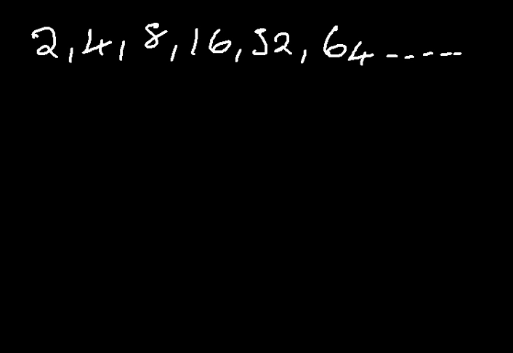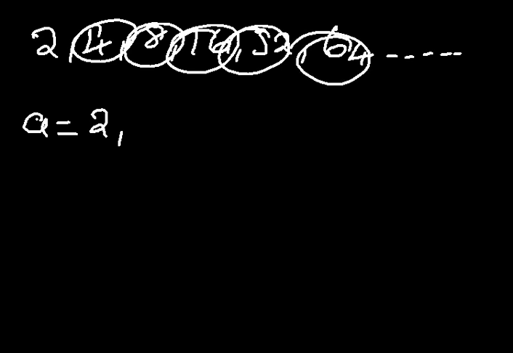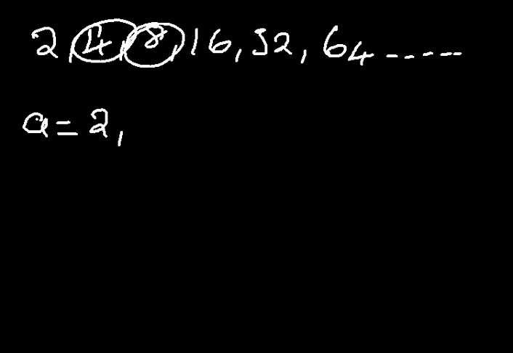For this case, we have 2 as the first term. Now, in order to get the next value, we are multiplying by 2 for each and every term. So we have 2 times 2, which is 4, and 4 times 2 we have 8, and 8 times 2 we have 16, and 16 times 2 we have 32, and 32 times 2 we have 64. That is the typical geometric progression.